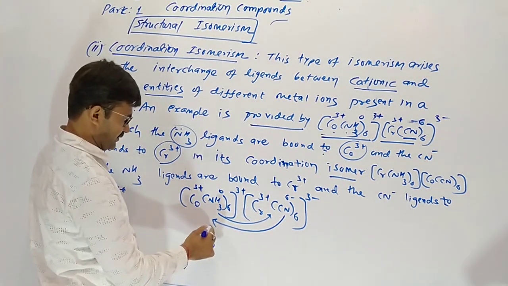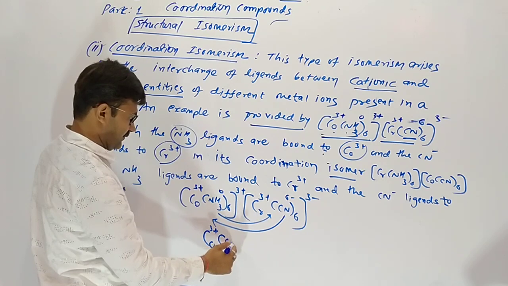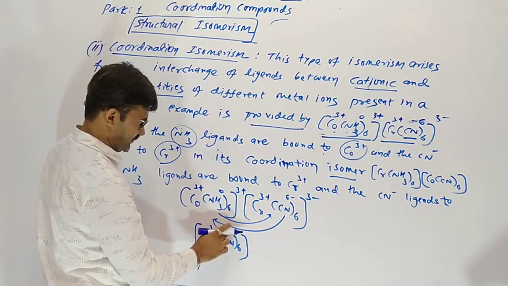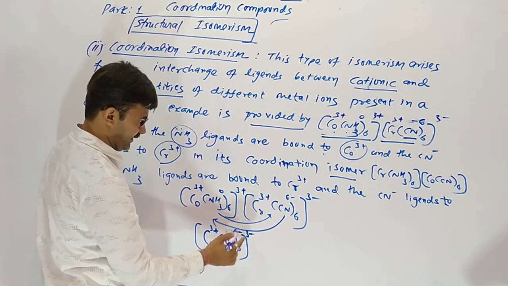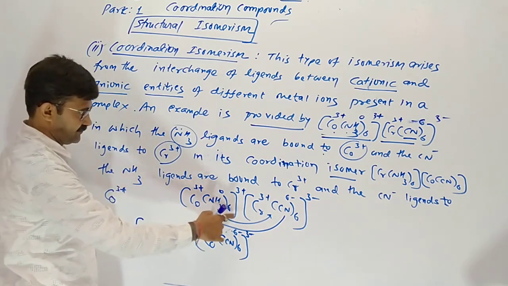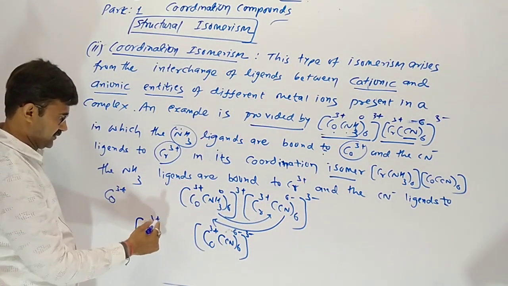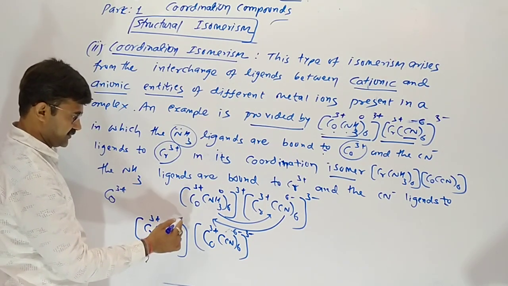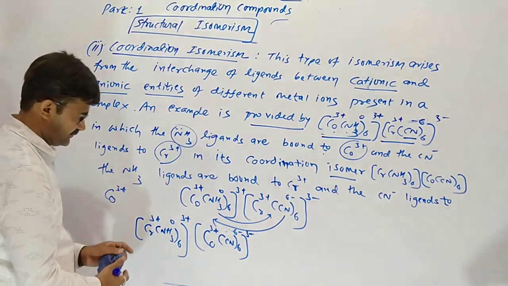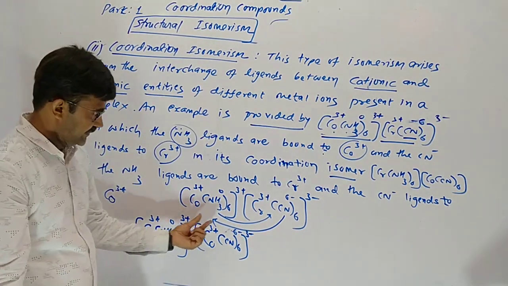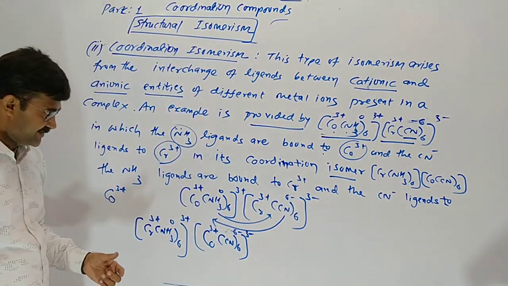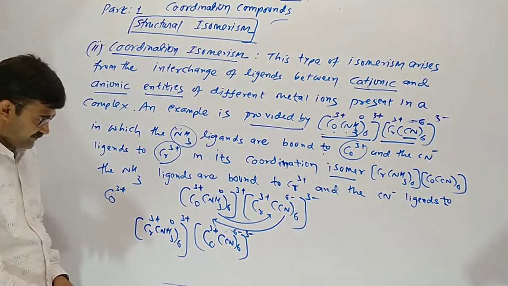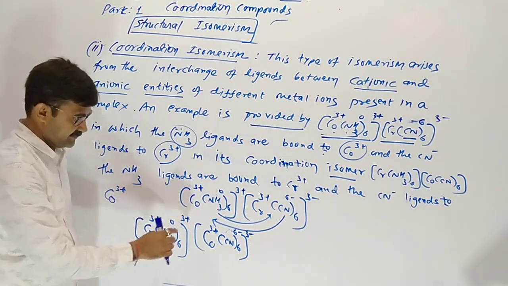So cobalt 3 plus combining with 6 cyanide, +3 minus 6, the total will be 3 minus. And now chromium 3 plus combining with 6 amine, so it will be 3 plus. You can see chromium was here as a negative entity inside, and now it is positive. Why? The ligand is changed: neutral, +3, 0 and +3.